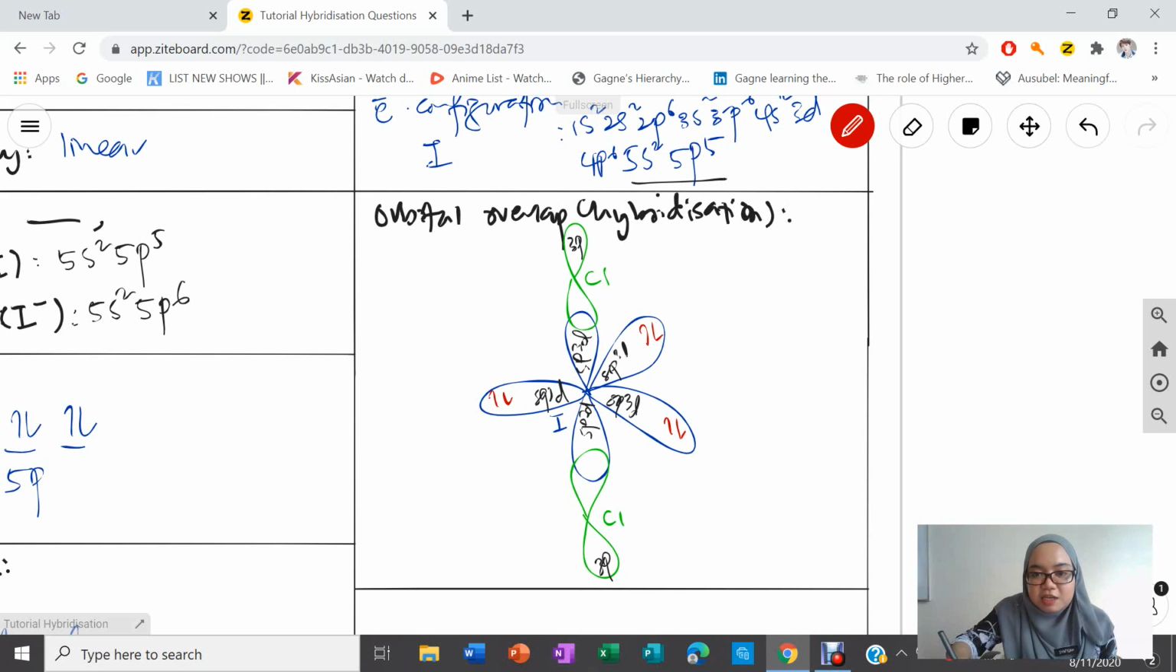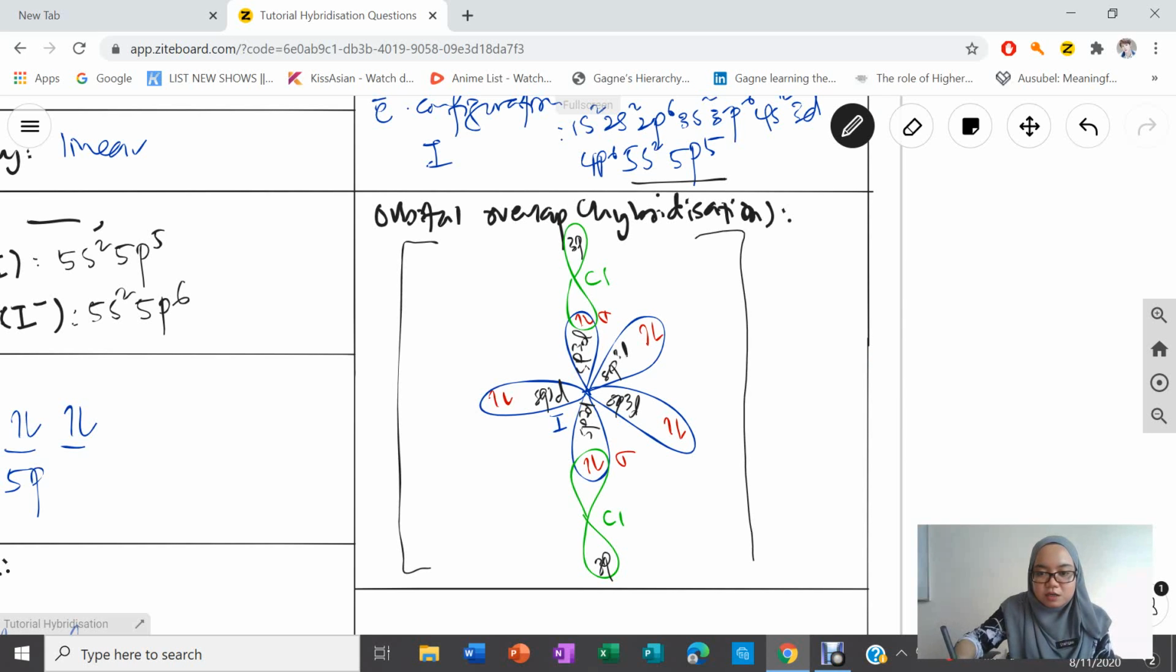Okay, and then here is the sigma bond formed between the sp3d hybridized orbital of I and 3p orbital of chlorine. So this one is also a sigma bond. So label the sigma bond here. Okay, one single thing you don't forget, the charge. You must not forget this. So here, I minus. Okay. So we got lone pairs here. Cannot label, never mind. So this is how you draw the orbital overlap for your hybridization.